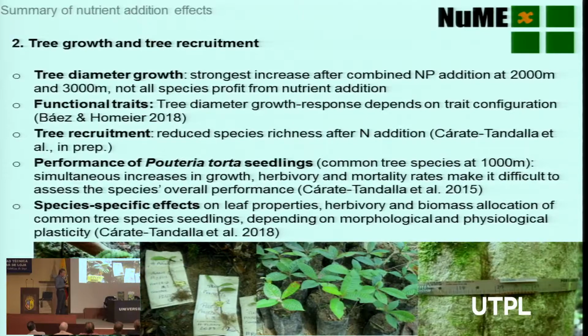Then another experiment with seedlings, we harvested the 2 most common species of seedlings at all elevations, so in total 6 species, and compared the different leaf traits and root traits from these seedlings. And we found that the response to nutrient addition was highly species-specific. So some species responded positively, other species did not. And there was no systematic effect of elevation.